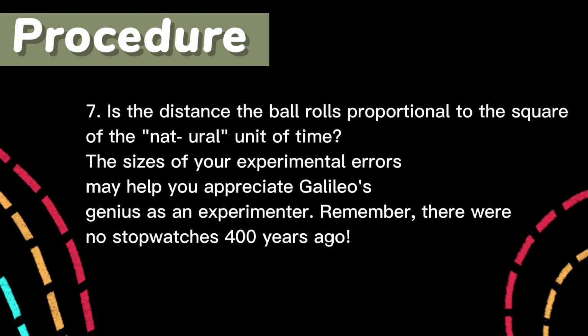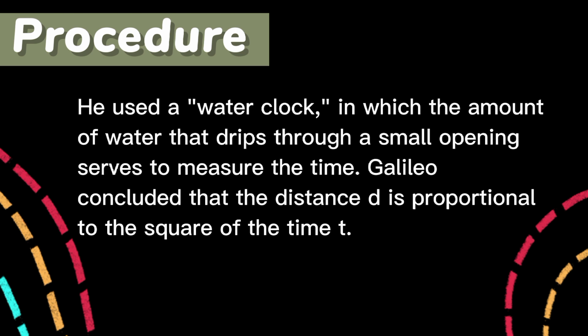The sizes of your experimental errors may help you appreciate Galileo's genius as an experimenter. Remember, there were no stopwatches 400 years ago. He used a water clock, in which the amount of water that drips through a small opening serves to measure the time. Galileo concluded that the distance is proportional to the square of the time.